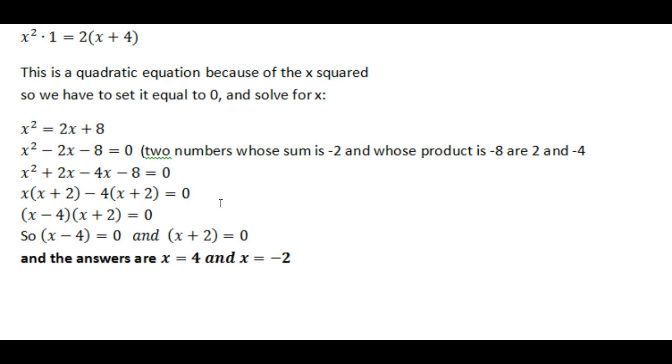And then to find out what x is, we set each of those equal to 0, and we'll get x - 4 equals 0, and x + 2 is equal to 0. So the answers are x equals 4 and x is equal to -2.